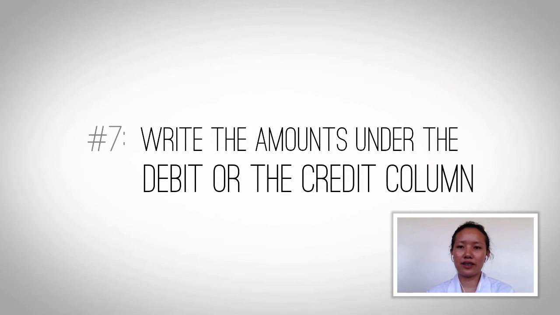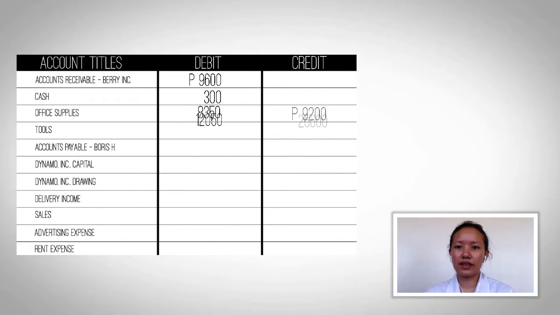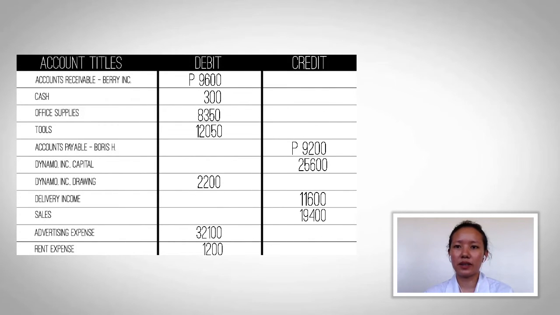The seventh step is to write the amounts under the debit or the credit column. Earlier, we found the difference and determined if it is a debit or credit balance. In this step, we should place the value depending on the type of open balance.